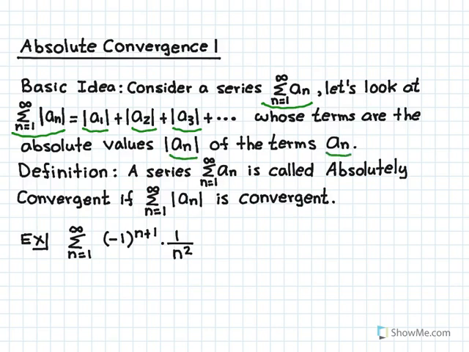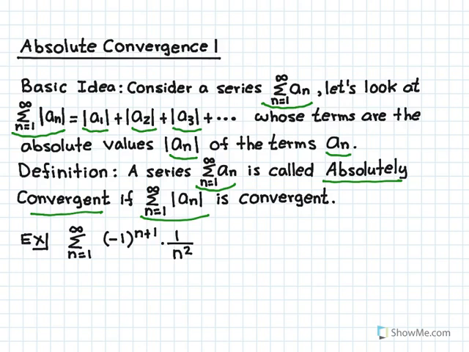So, definition: a series, the summation from n equals 1 to infinity of a sub n, is called absolutely convergent if the summation from n equals 1 to infinity of the absolute value of a sub n is convergent. Alright, let's look at an example.